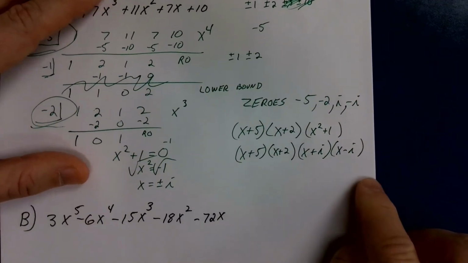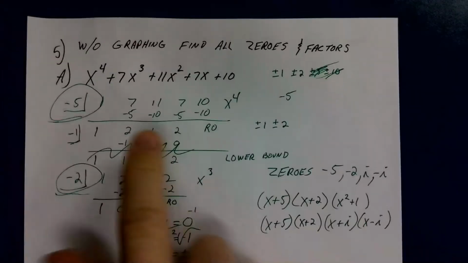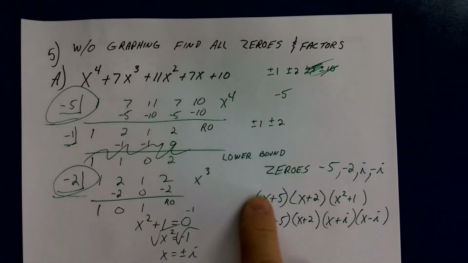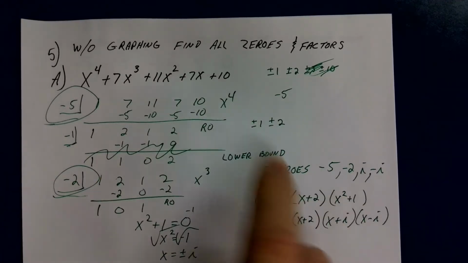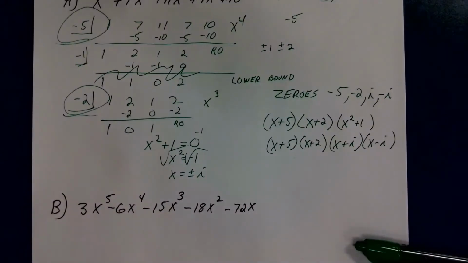Like that, all four of those. So, one more time, if I multiply all four of these things together, I'm going to get that, because these two things are the same. Okay, so that wasn't too hard.